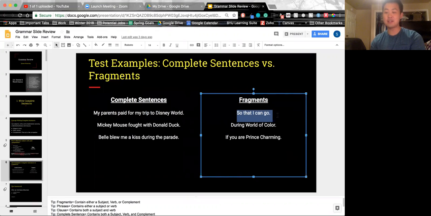All right, let's go through another fragment example. During the World of Color. Okay, there's not a subject or a verb. There's just a dependent something. Something needs to be there. That is why during the World of Color is technically a fragment, because it's missing two of the three things.